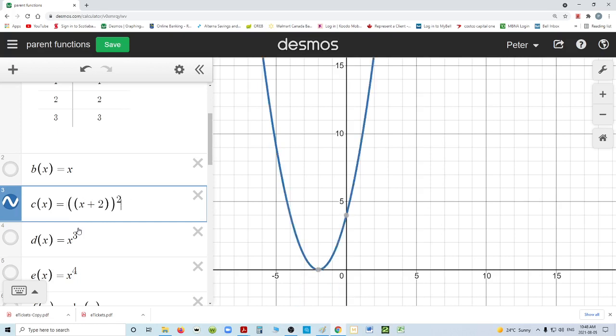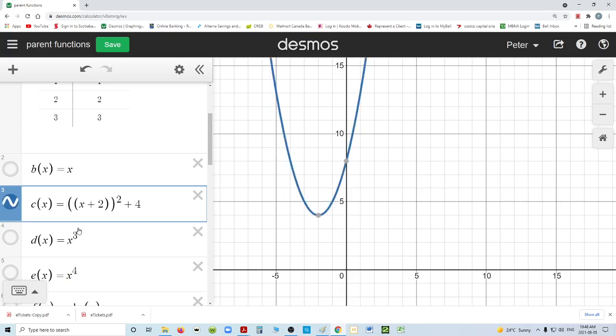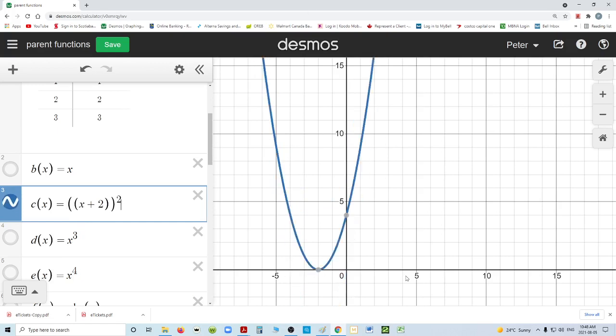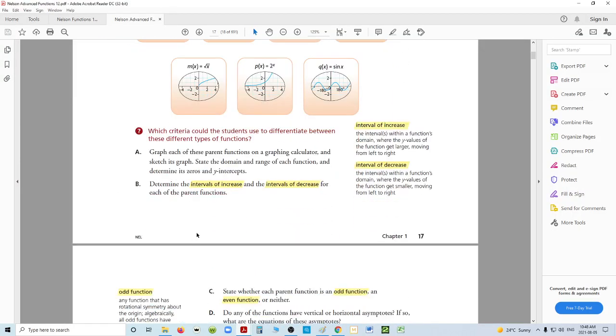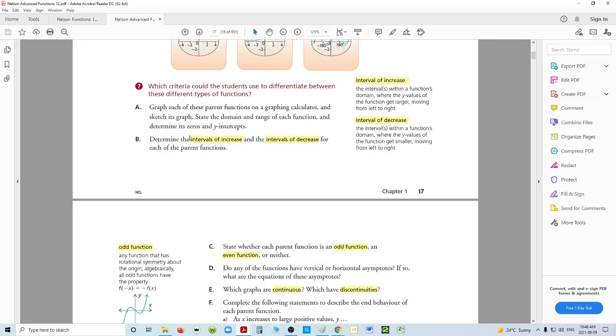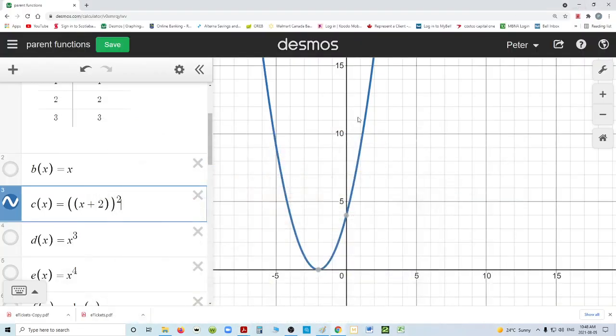And you'll learn that the y transformations are the easiest things to understand. It goes up 4, goes down 4. On to the textbook. Anyway, use Desmos. It'll speed up your learning curve. So 1.3 is just about understanding intervals of increase. So what is an interval of increase?